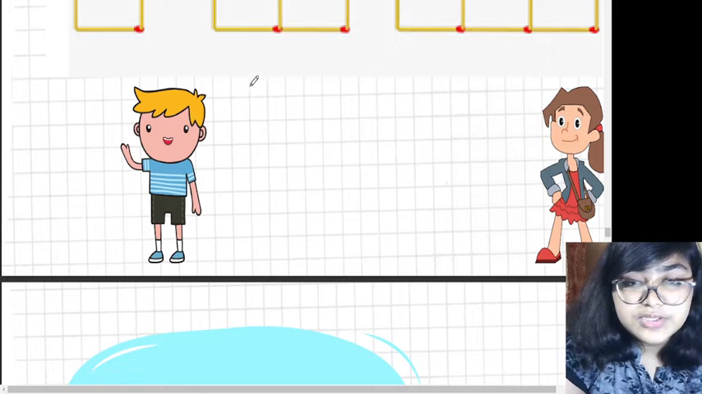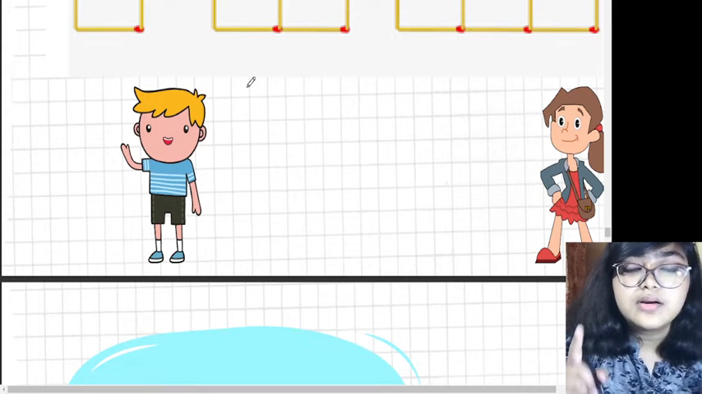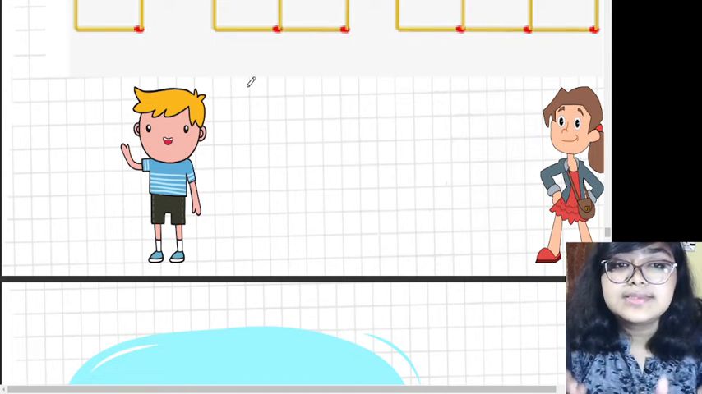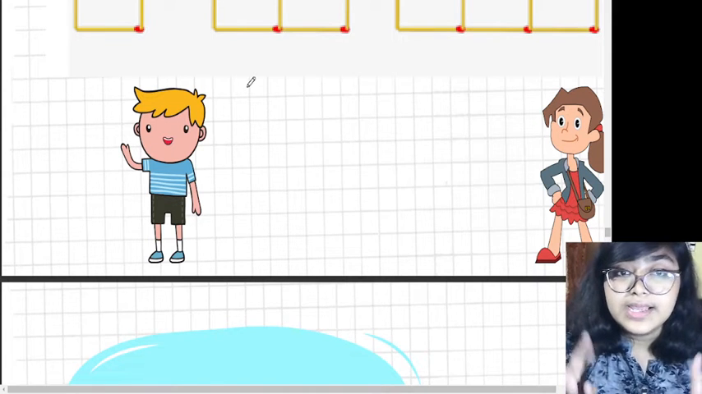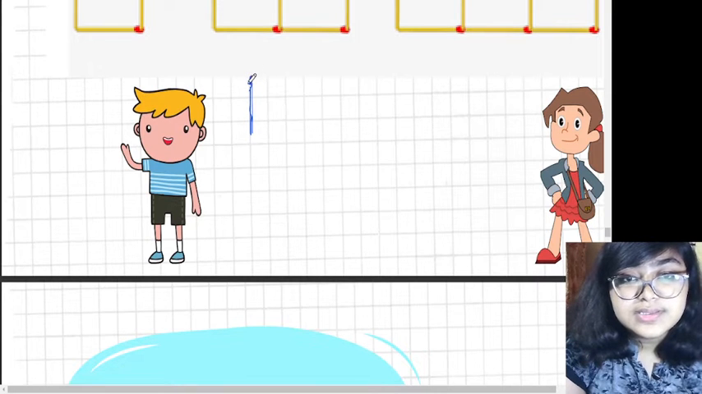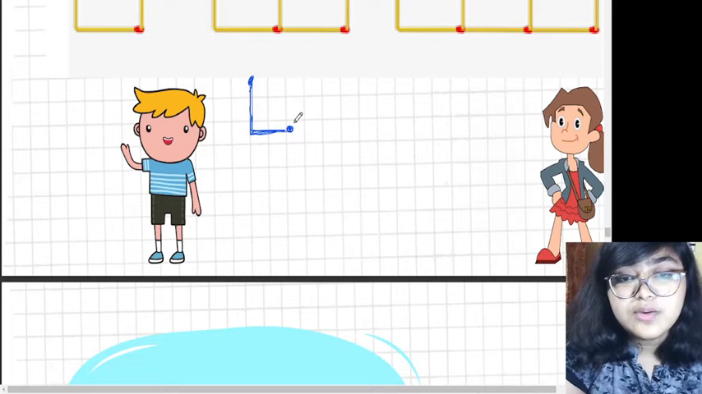Suppose I tell you that you have to make the letter L by using matchsticks. How many matchsticks are required to make one L? Yes, you are right. There are 2 matchsticks required to make 1 L.